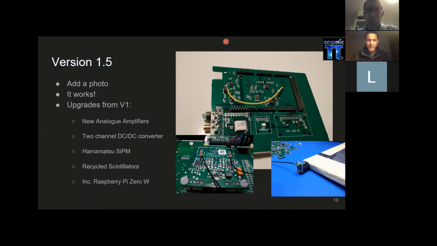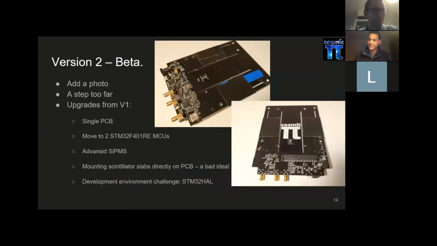We got recycled scintillators, which saved us enough money to include the Raspberry Pi Zero W, which is this guy, which we were actually able to put in the box. So this was our first breakthrough, actual working cosmic ray detector that we built. From there, we thought, let's go as far as we can with this to the next stage and optimize it for cost and complexity.